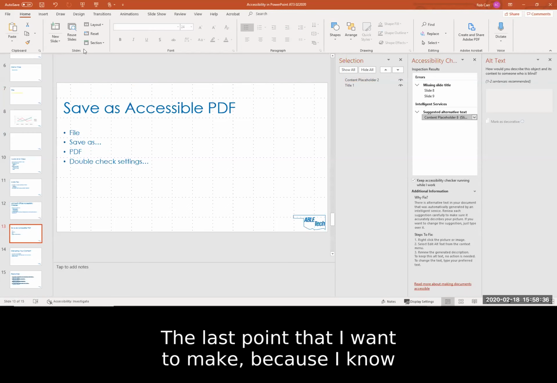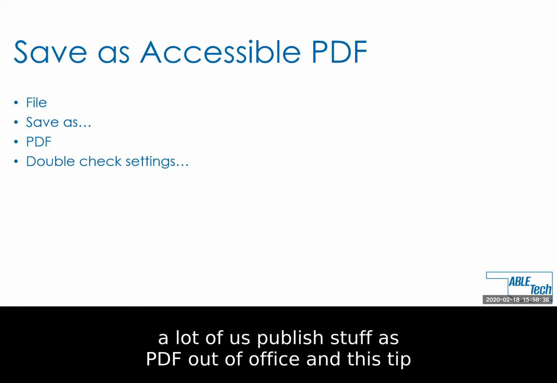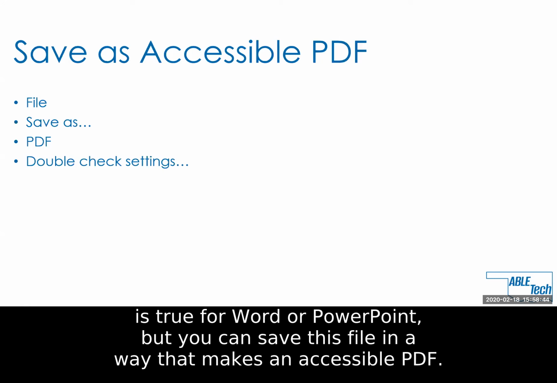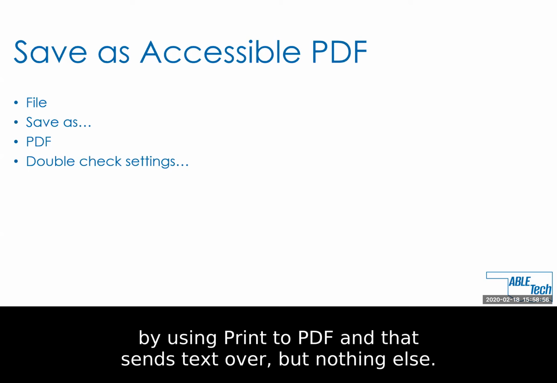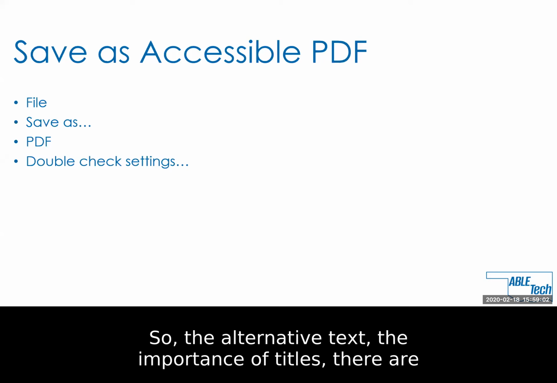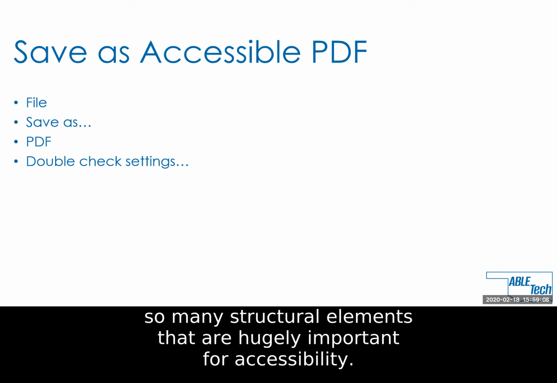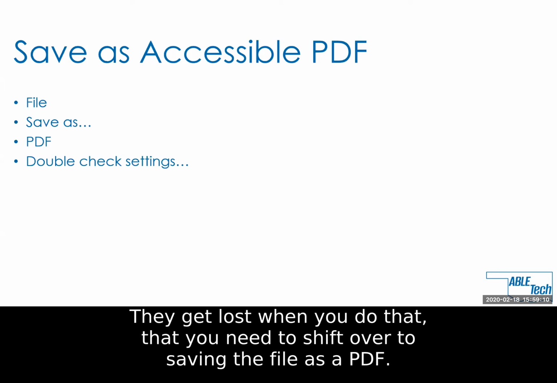The last point that I want to make, because I know a lot of us publish stuff as PDF out of Office, and this tip is true for Word or PowerPoint, is that you can save this file in a way that makes an accessible PDF. I think a lot of us were first taught to create a PDF from Office by using print to PDF, and that sends text over but nothing else. So the alternative text, the importance of titles, there are so many structural elements that are hugely important for accessibility. They get lost when you do that, so you need to shift over to saving the file as a PDF.